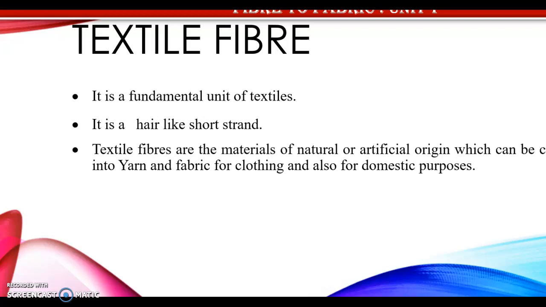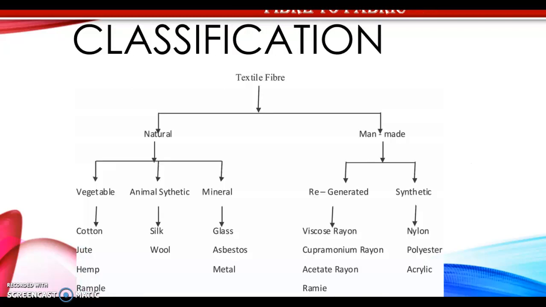So the first part is textile fiber. What is textile fiber? It is a fundamental unit of textiles. It is a hair-like short strand. The general definition of textile fiber is as follows: textile fibers are materials of natural or artificial origin, which can be converted into yarn and fabric for clothing and also for domestic purposes.